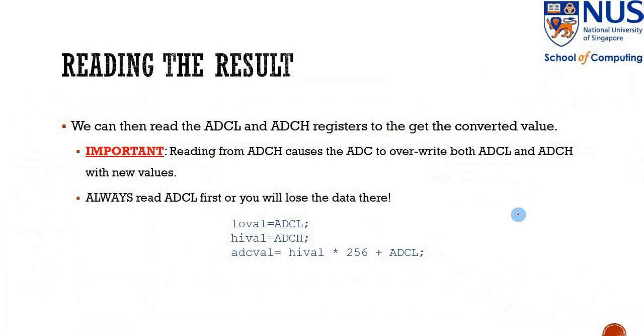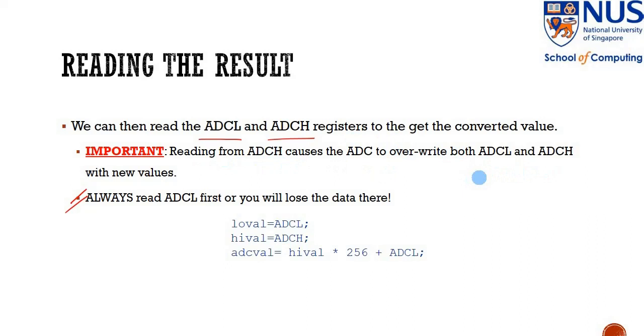So the next step is to read the result. Once the conversion is complete, the result will be stored in two separate registers, ADC-L and ADC-H, because it is a 10-bit result and all our registers are 8 bits. Very importantly, we always need to make sure that we read from ADC-L first, because once we read from ADC-H, it causes the ADC to override both ADC-L and ADC-H with new values.